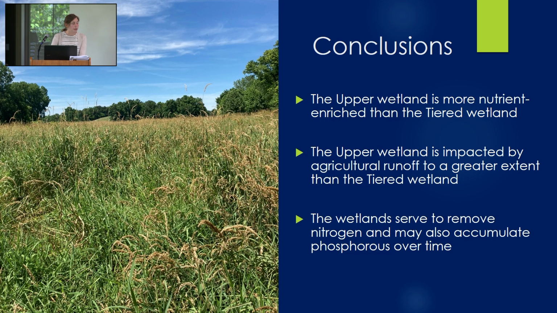And then we saw some interesting differences between the wetlands, with that upper wetland being impacted by agricultural runoff to a greater extent than the tiered wetland, and that upper wetland also having more vegetation and more bioavailable nutrients.